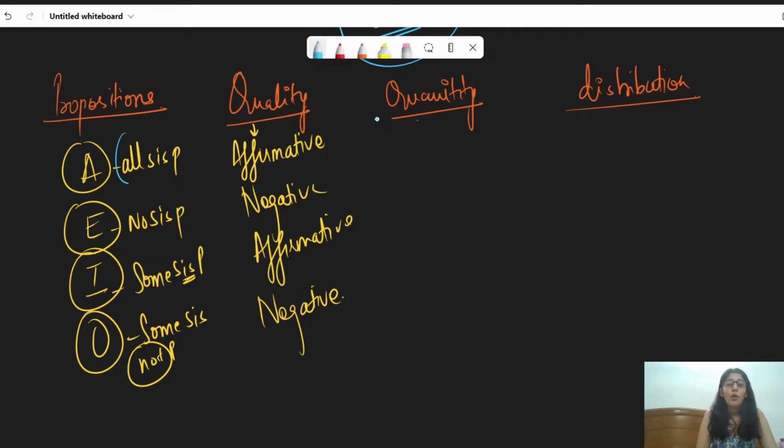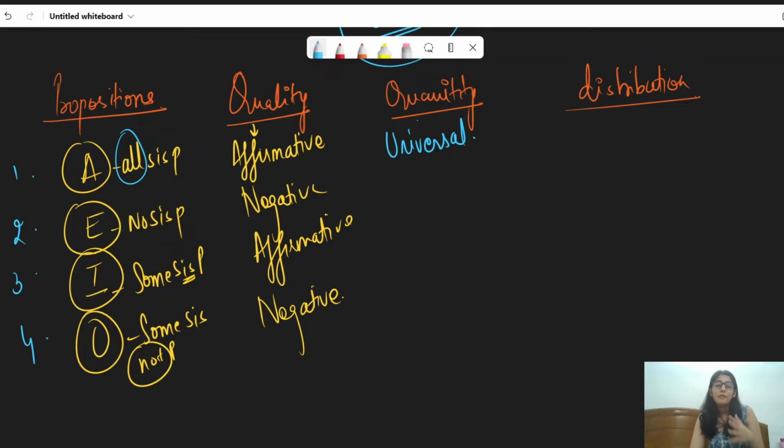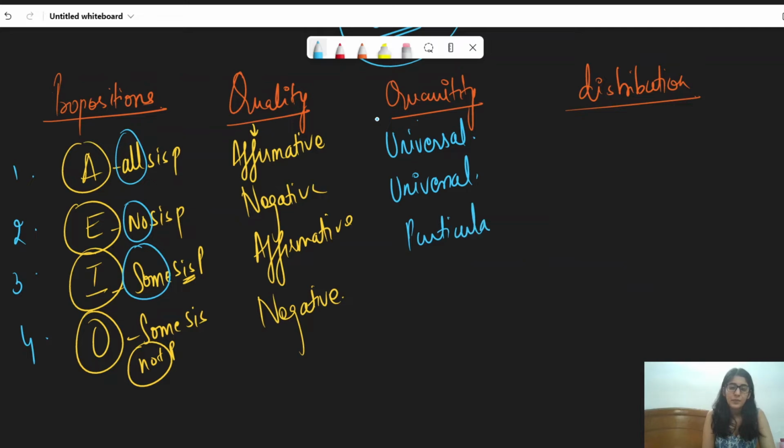Now let's discuss the quantity. Now the quantity here is all, so it is universal. The quantity under E, these are 1, 2, 3, 4. You can draw this diagram as I'm drawing it in your notebook somewhere, or you can take a screenshot of this, but this is going to help you a lot during revision. It is a very important diagram. About the quantity, A proposition is universal in nature. E proposition is saying no S is P, so it is also universal. Now I proposition is discussing some, so this is particular. And O is also telling us about some. So this some basically means they are particular.